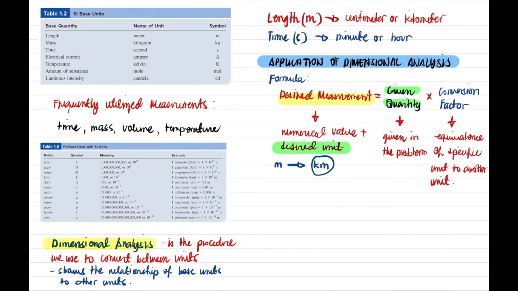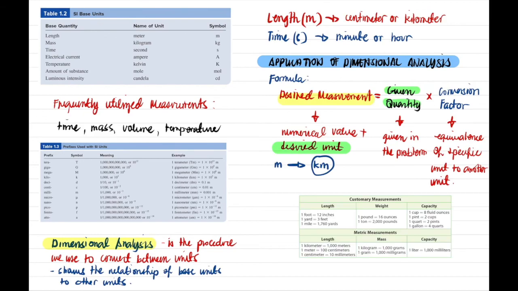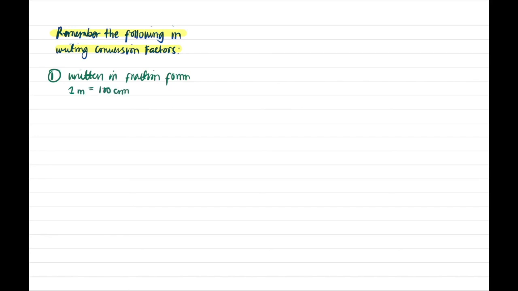Napakahalaga nito sa dimensional analysis dahil ito ang magbibigay sa iyo ng accurate answers. This table shows the equivalence of base units to other units. Example, 1 meter is equal to 100 centimeters. 1 kilogram is equal to 1,000 grams. 1 minute is equal to 60 seconds. Sa pagsulat ng conversion factor, tandaan natin ang mga sumusunod. Una, ang conversion factor ay sinusulat in a fraction form. Halimbawa, 1 meter is equal to 100 centimeters. Isusulat natin siya as 1 meter over 100 centimeters.